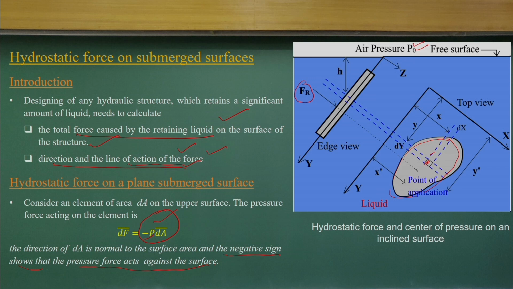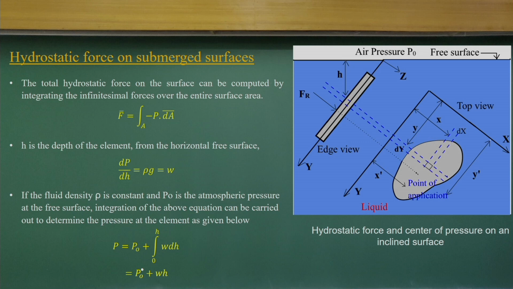dA is a small elementary area that we have considered to derive the total force acting on this surface as well as the center of pressure. That means to get the total hydrostatic pressure force we have to do an integration, an area integration, a surface integration of this quantity. So, if h is the depth, we know the depth is a function of the unit weight, dP by dh.